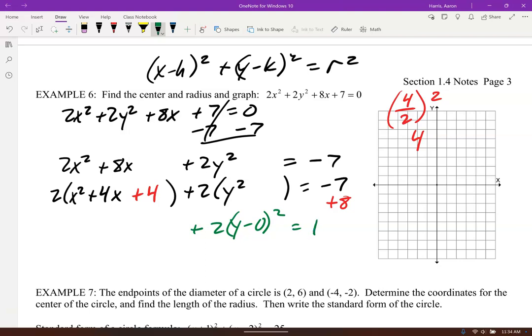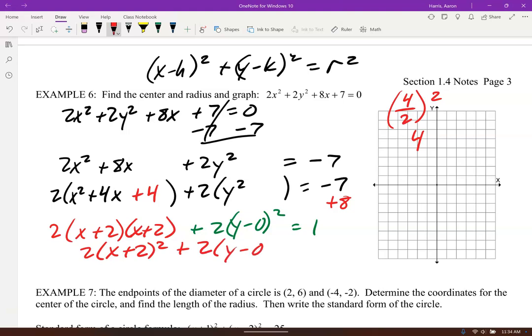Negative 7 plus 8 is a 1 over here. Let's go ahead and finish this factorization. 2 times x squared plus 4x plus 4 factors into x plus 2 squared. So there we are: 2 times (x plus 2) squared plus 2 times (y minus 0) squared, or y squared, equals 1. Now the only thing left to do is get rid of this 2. So I divide the left side by 2, which means each term by 2, and the right side by 2.